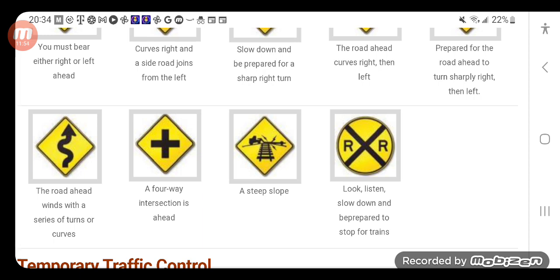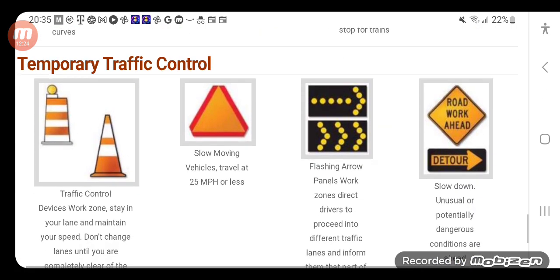This sign here shows you a set of railroad tracks and a slope at the top of the track, so you have to be aware that you need to slow down for the railroads, and that there's a steep incline. This railroad sign is pretty much universal, but you have to be aware that you have to stop and listen and slow down and be prepared to stop for trains.